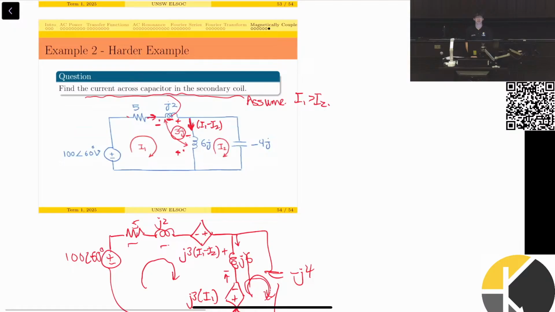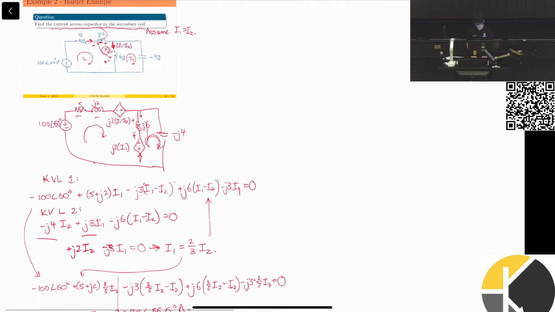Any questions about magnetically coupled circuits? Cool. All right, well, that's all the content.